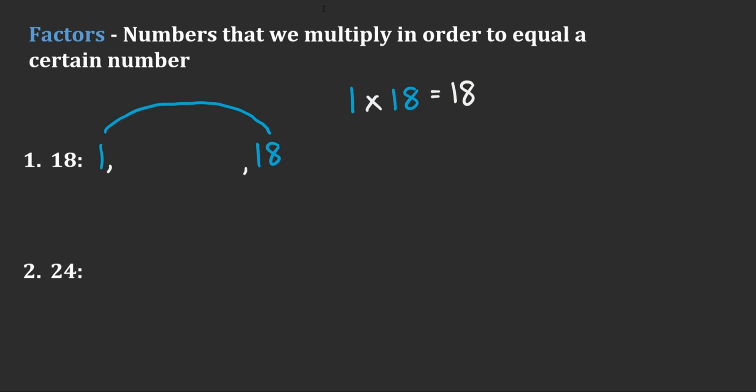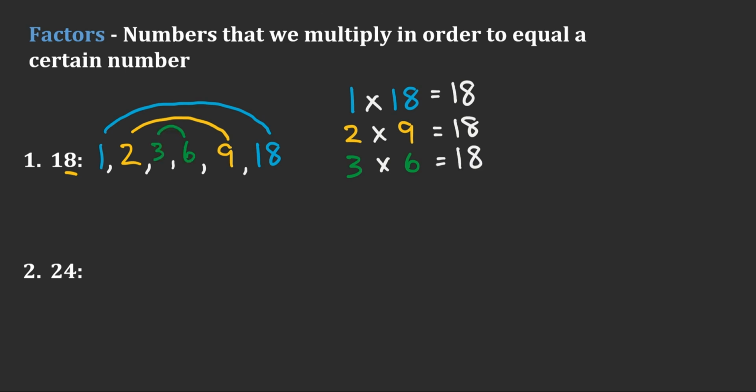Then, if our number is even, which in this case 18 is even because our ones place is even, we have 2 as a factor as well. Okay, 2 times 9 equals 18, and therefore 2 connects to 9. They are factor pairs together. The last one for 18, we have 3 times 6 equals 18. And so now we have 3 and 6 on our factor rainbow connected to each other to show that they are a factor pair.